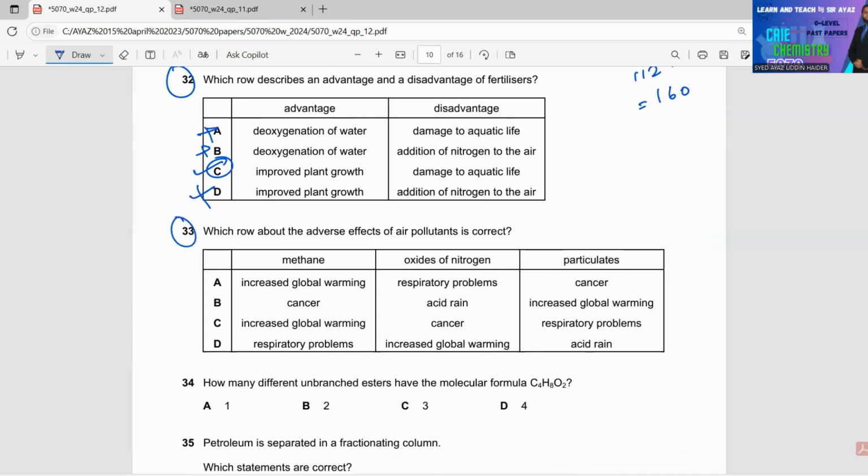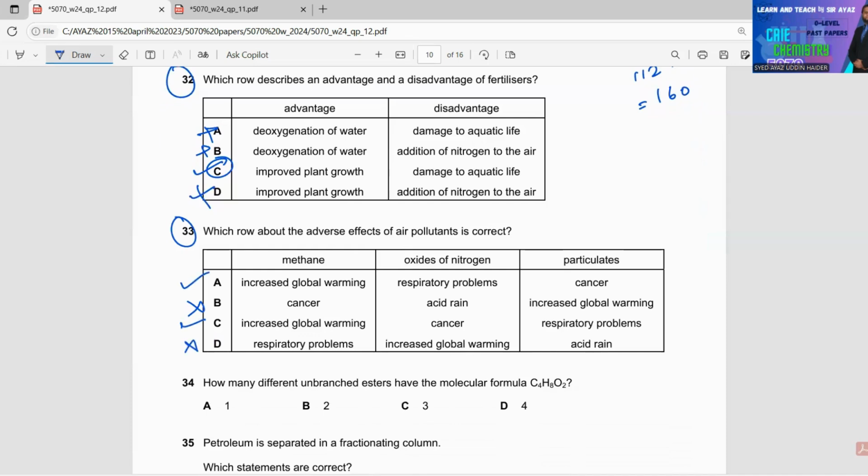Which row about the adverse effects of air pollutants is correct? So for methane, is it involved in increased global warming? Yes. Is it involved in causing cancer? No. So B must be incorrect. Is it involved in causing respiratory problems? No. So either A is correct or C is correct.